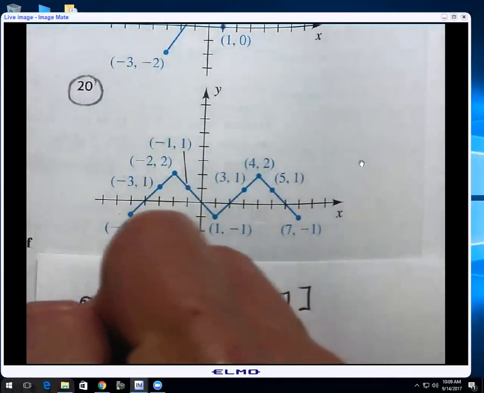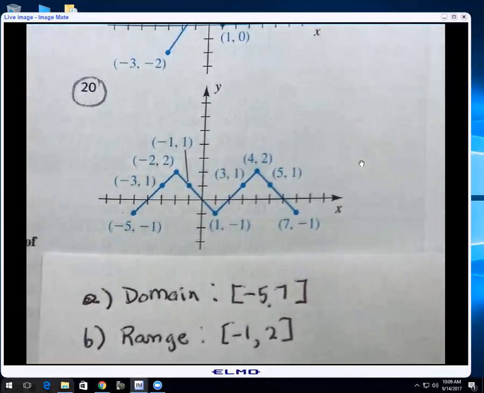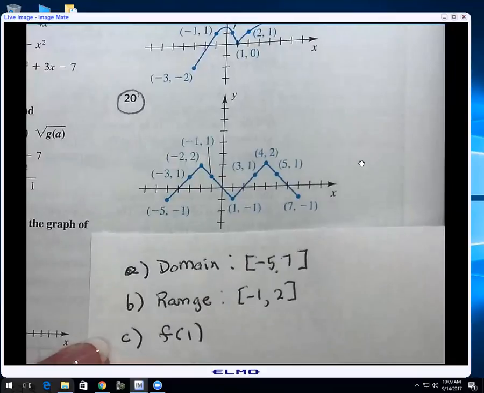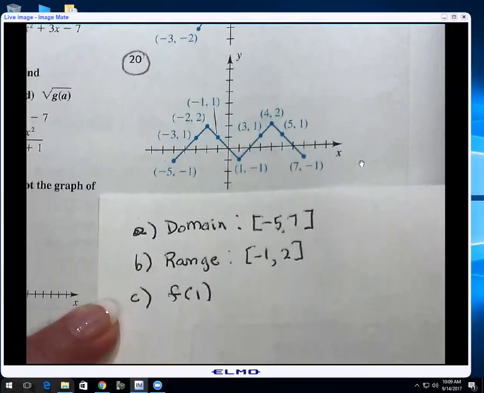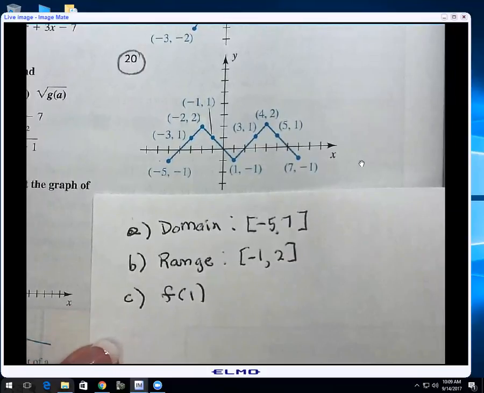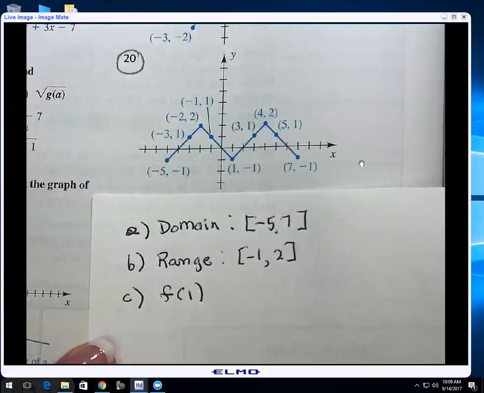The C part says find f of 1. Now, if you had given me an equation and told me to find f of 1, I would have just put 1 in the place of x, and that would have been f of 1. But you didn't give me an equation, you gave me a graph. How do I find f of 1 by looking at the graph? Where x equals 1 on the graph, and that's -1.